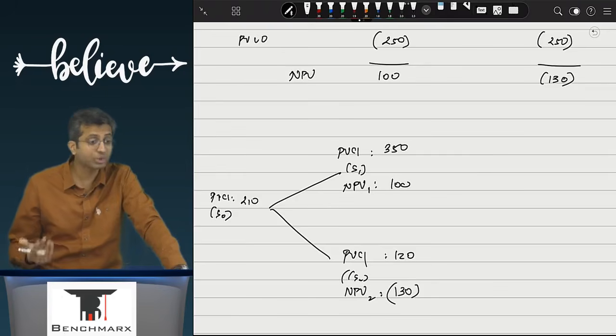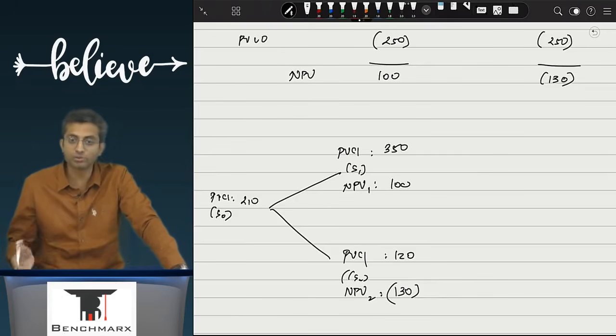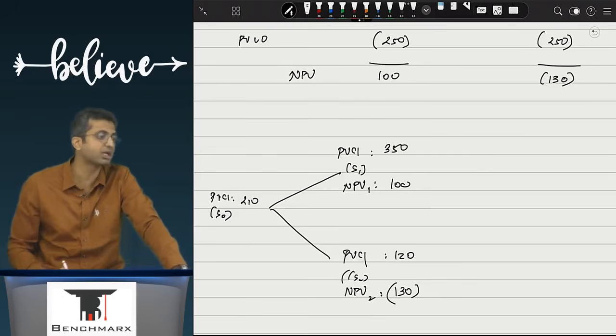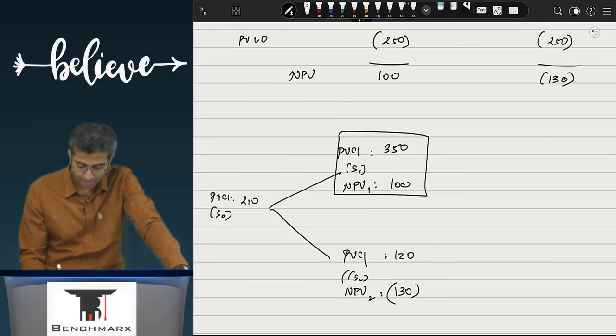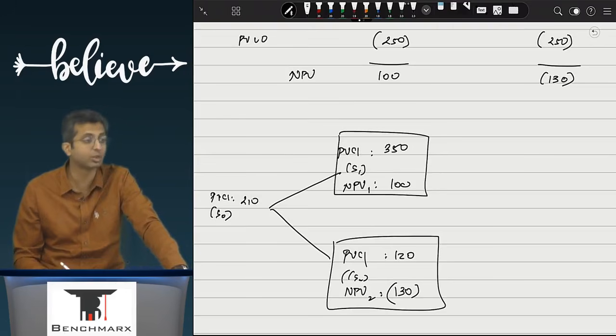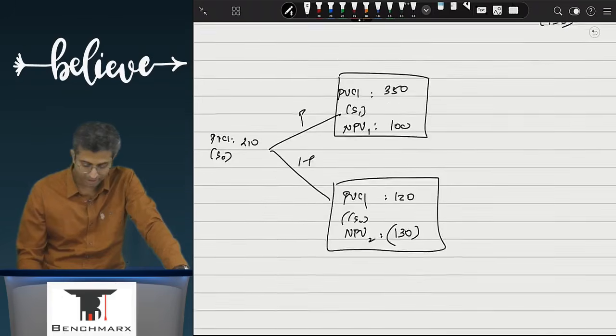There is no one who is giving you an option here. Okay, if you want, you continue. If you want, you abandon. You do not have any such option. Are we getting this? And as a result, these are the two possibilities. NPV can very well become negative 130 as well. Achha, what is the probability of an up move? P. Down move? 1 minus P.